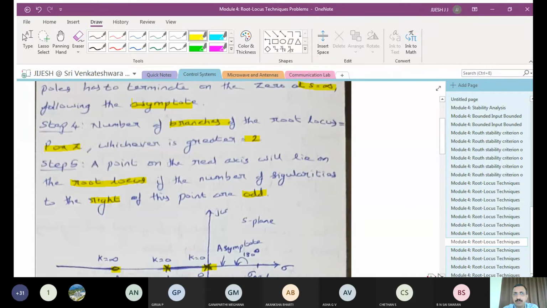You need to make these plots properly. Some students plot it very small by taking the scales very small. You plot it slightly bigger. Mark the points 0, -1, -2 and all properly, so that you will get a neat plot. Okay.